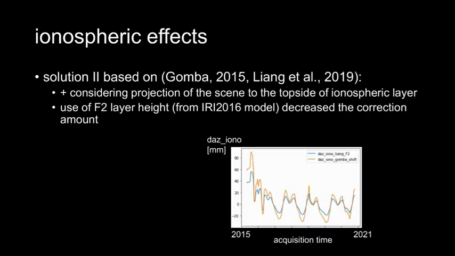We have implemented two solutions to estimate ionospheric effects. The second solution is considering projection of the scene to the top side of the ionospheric layer. The use of F2 layer heights from the model decreased the correction amount. In the following slides, we have used the former solution.